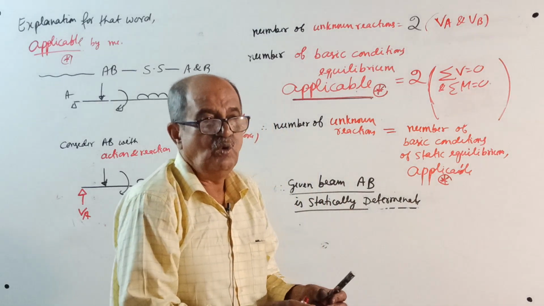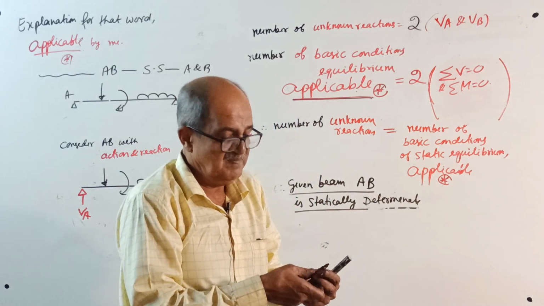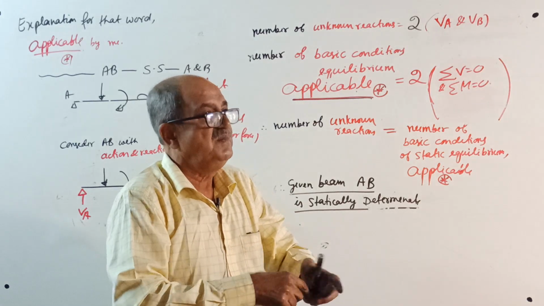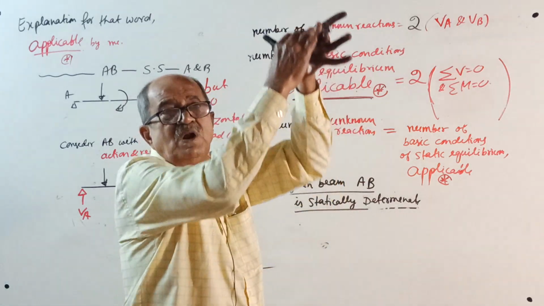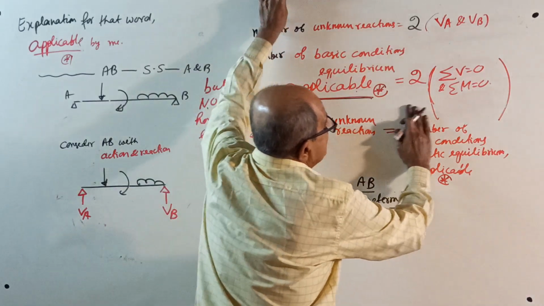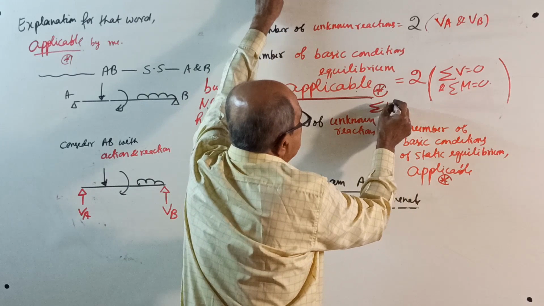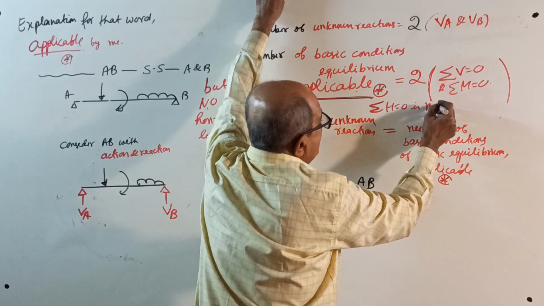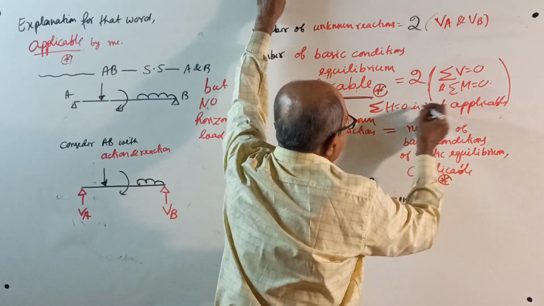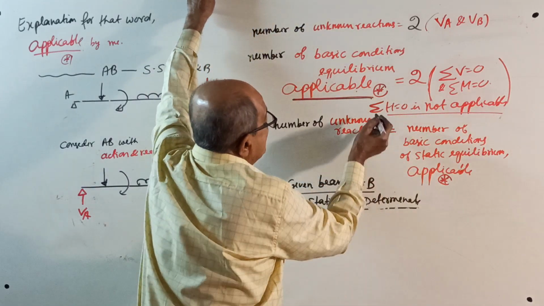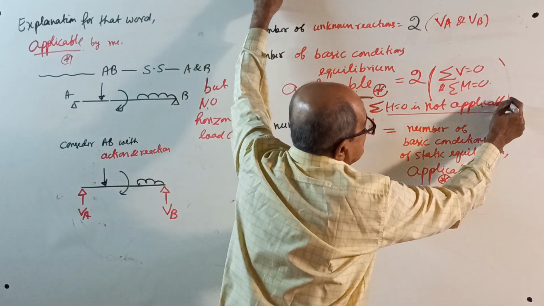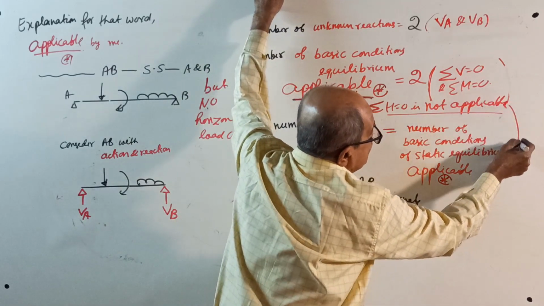Sigma V equal to 0 means vertical no displacement, no rotation. And remember, sigma H equal to 0 is not applicable. Not applicable. You write the reason here. There is no place here, space is not there, so I will write the reason here.